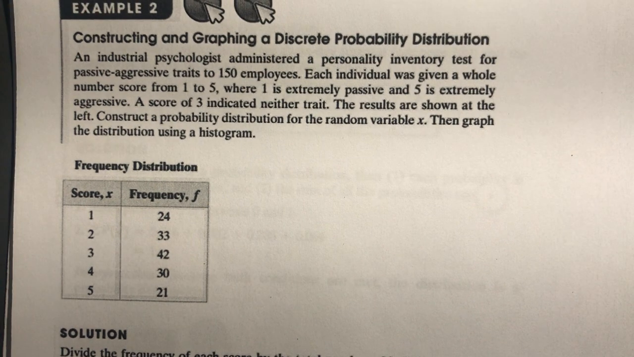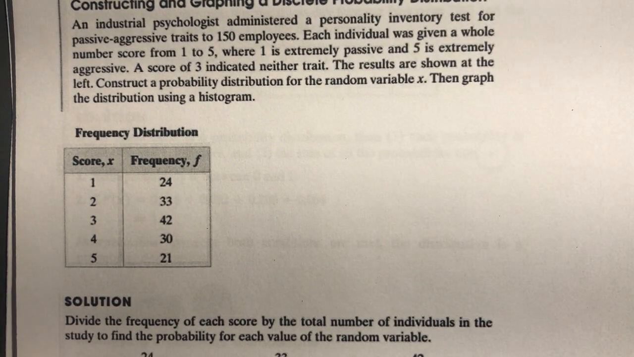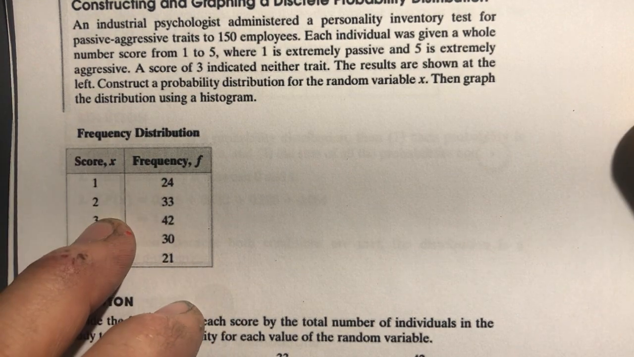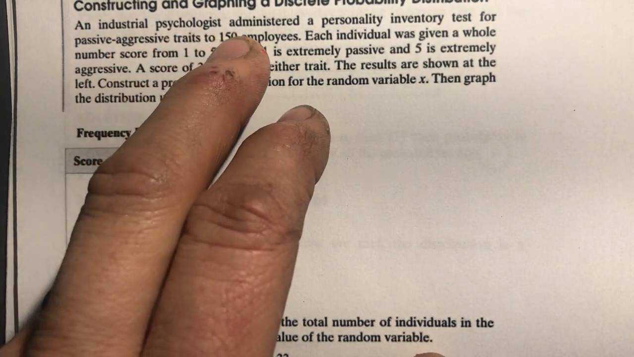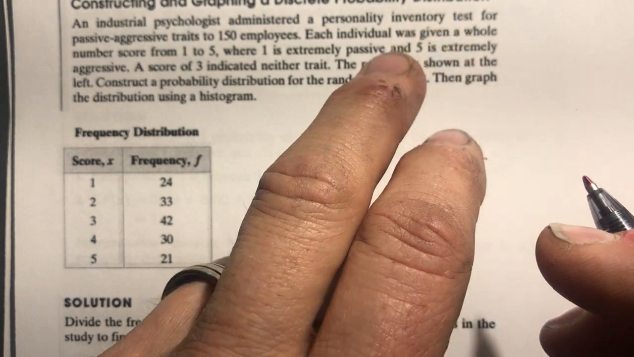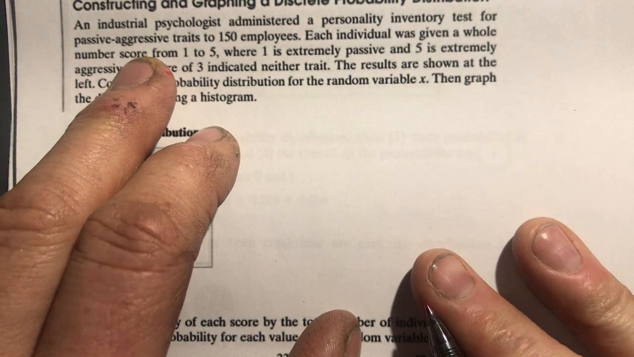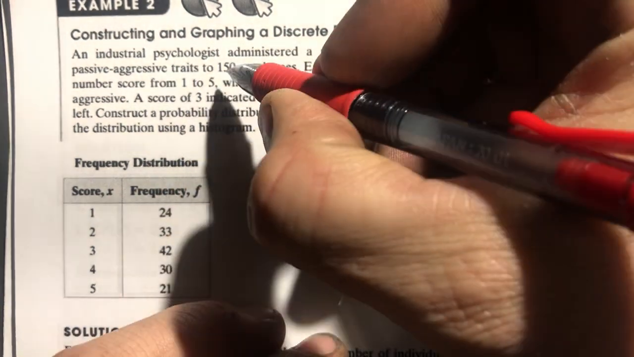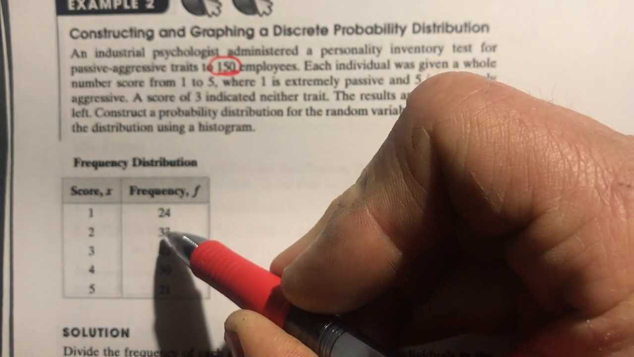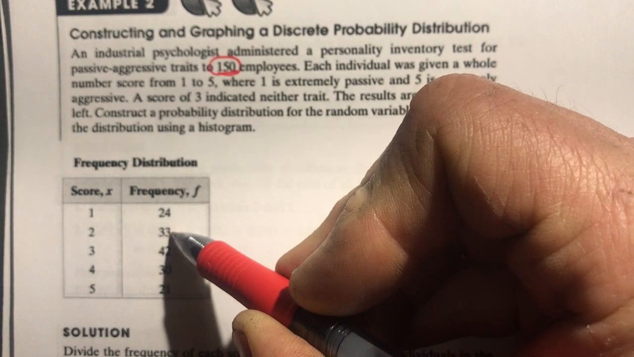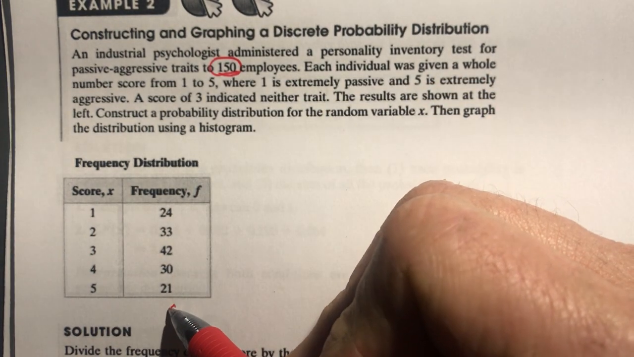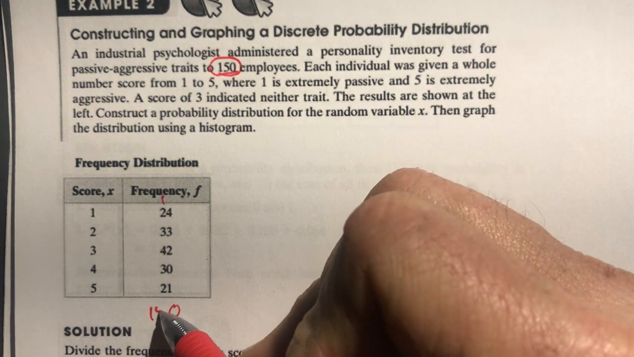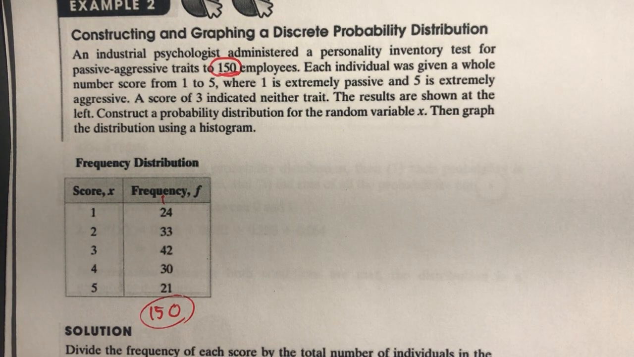Okay, so look at this one here. An industrial psychologist administered a personality inventory test for passive-aggressive traits to 150 employees. So there's 150 employees. If you add these up, 4 plus 3 is 7, 9, 10, carry the 1, 3, 6, 10, 13, 15. You get 150 when you add these up.